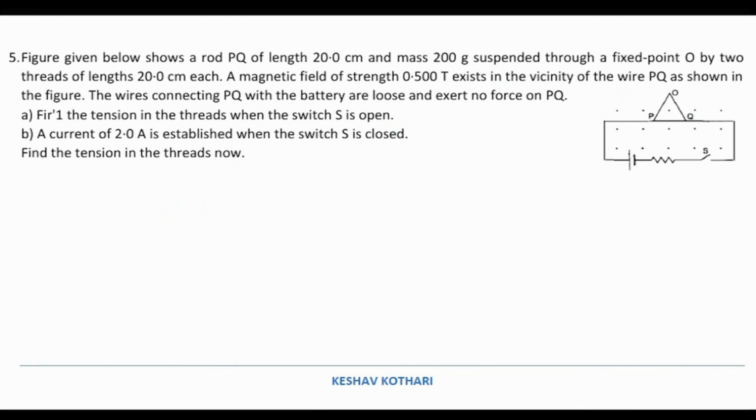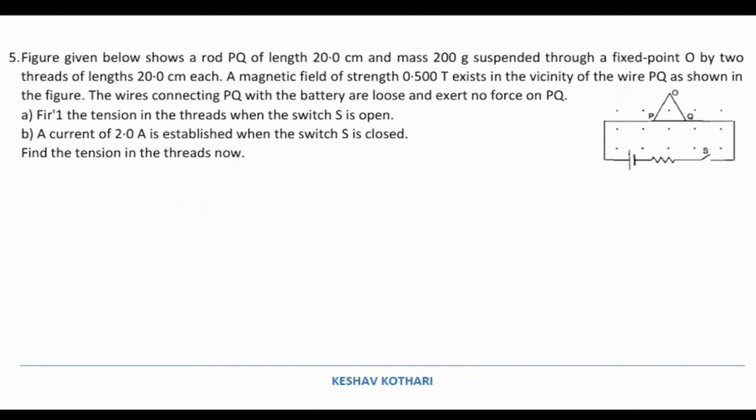So if we begin with this problem, the first thing that we say is when the switch is open there is no current flowing through it, so there is no case of dealing with magnetic force. So in the first part of the problem we are only balancing the weight of the rod. Since the length of the rod and the thread are of equal length, it is forming an equilateral triangle, that is the angle of the triangle is going to be 60 degree.